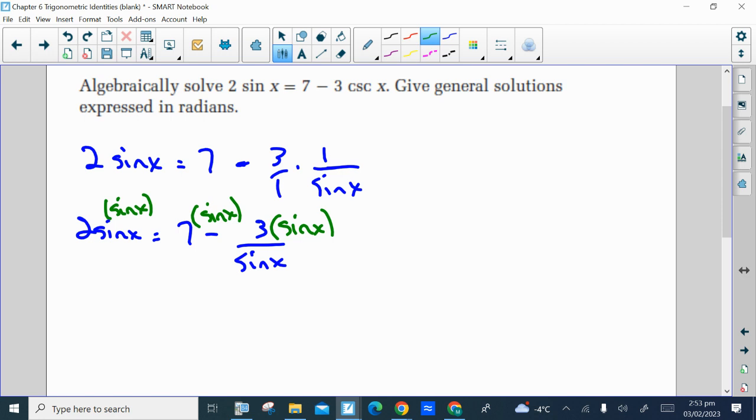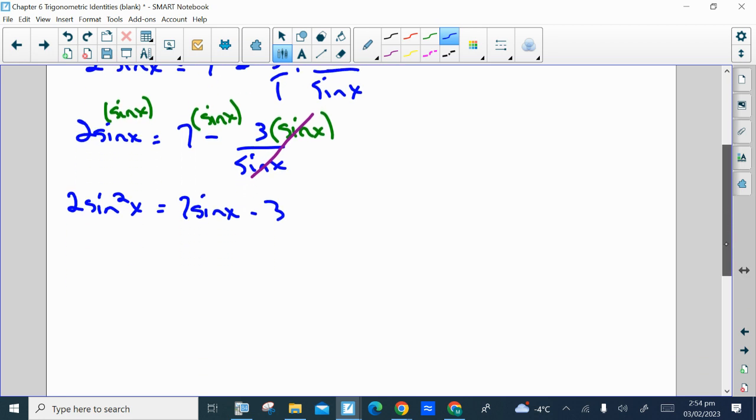That gets rid of the denominator of sine x on the right side. Those sine x's cancel. So you have 2 sine squared x equals 7 sine x minus 3. Because we have a sine squared x and a sine x, we're going to have to factor, so we want to make it equal to 0.